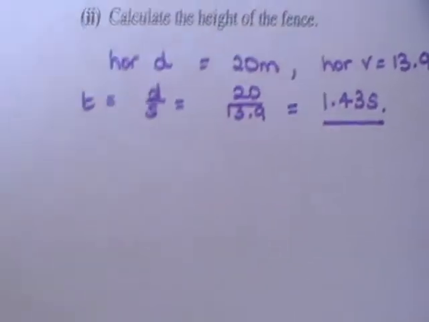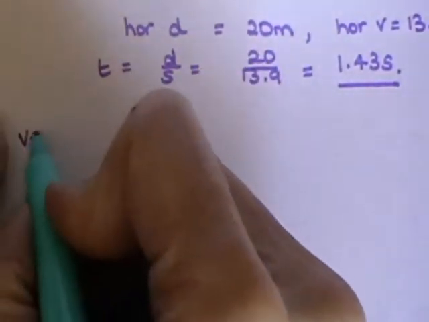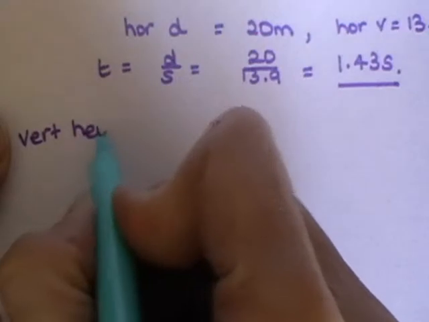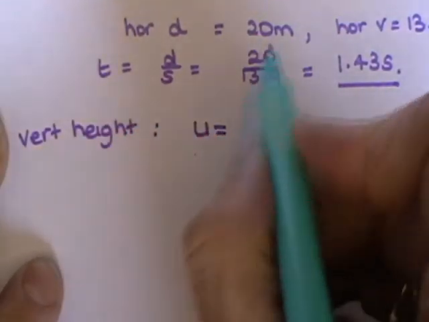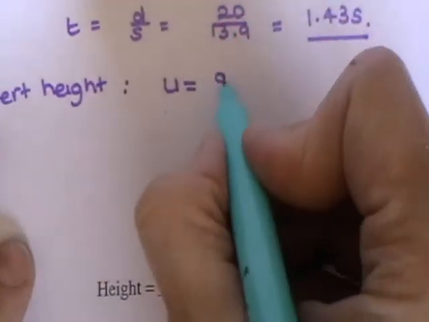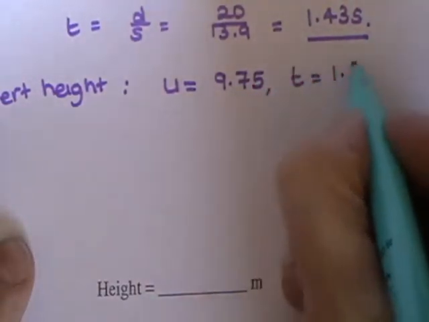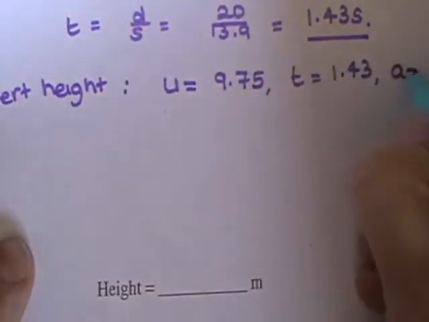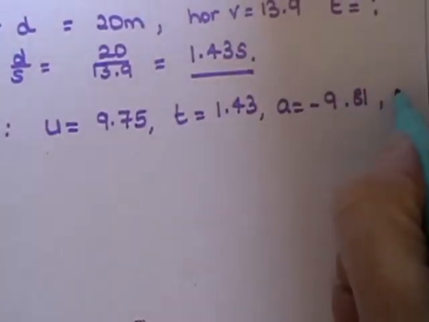Right, so now we have to find the answer for the height of the fence. So we want to find a vertical height. But what we do know, we know that the initial velocity is the vertical component, which is 9.75. You know the time it takes is 1.43. You know acceleration due to gravity is minus 9.81. And we are looking for a height S.